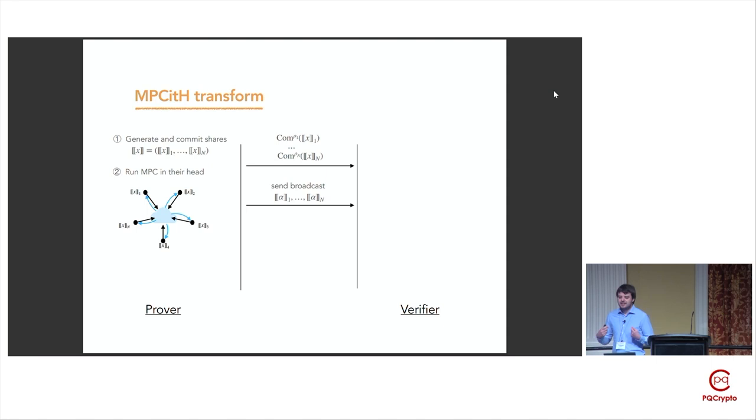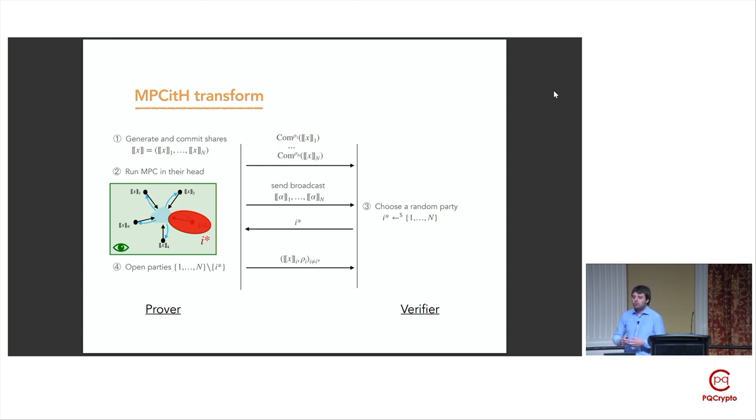It's why the framework is called MPC in the Head, because the prover runs exactly the protocol, all the computation of all the parties, and emulates everything in its head. Then, all the broadcasted values in the computation will be sent to the verifier. The verifier will choose a random party, I star, and after this challenge, the prover will reveal the computation of all the parties except party I star. In practice, it means that the prover will reveal the input shares of all the parties except the hidden one.